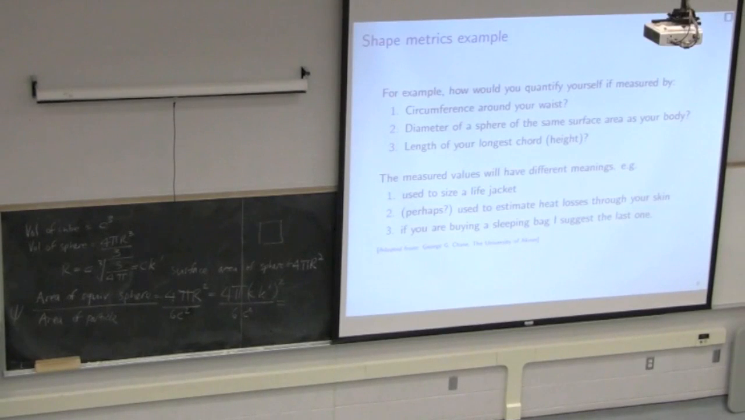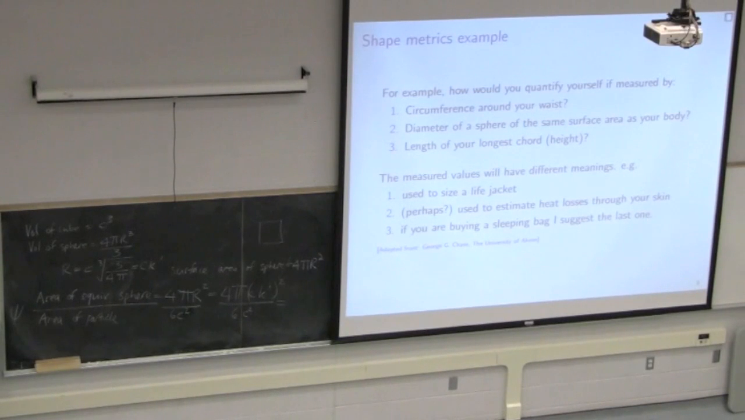Think of equivalent particle sizes in terms of this example. This was a neat example that a professor at the University of Akron has on his website. How would you quantify yourself if you were measuring the circumference around your waist? How would you quantify yourself as the diameter of a sphere that has the same surface area as your body? Take the surface area of your body, calculate whatever that is in meters squared, and find the equivalent sphere that has that same surface area. The diameter of that sphere would be one way to quantify your body as an equivalent sphere.